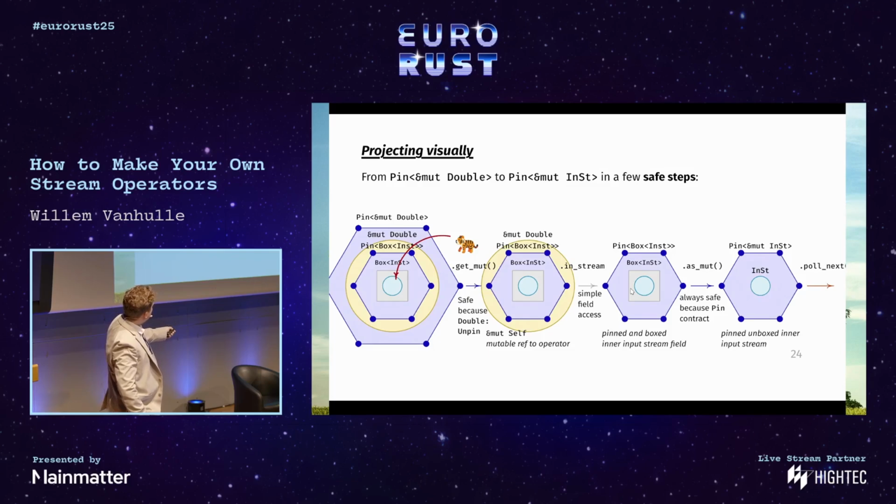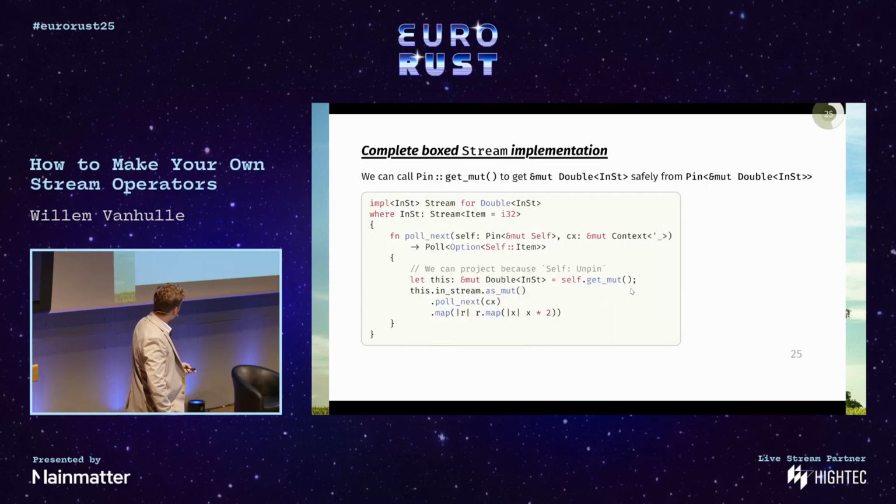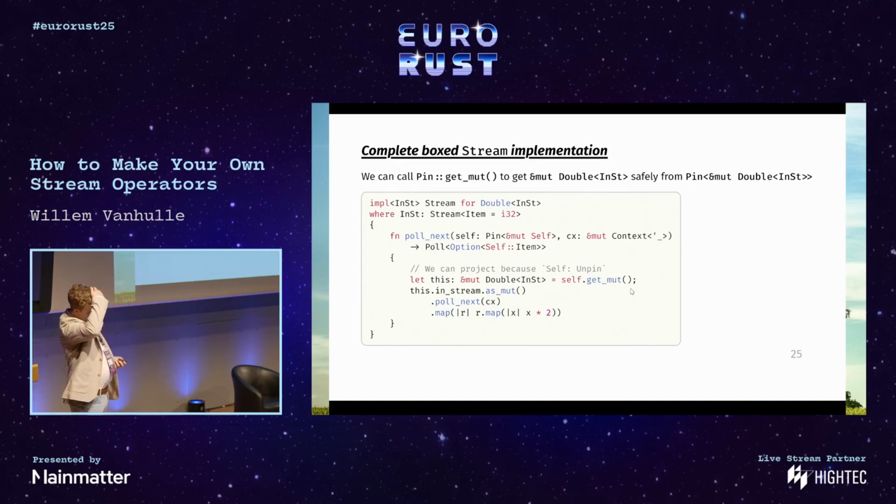We can get the input field, and then we use a special function method called asMute to turn the Pin Box input stream into a Pin mut input stream. So then we have what we need, and we can just call poll_next on that. So this is mainly two big steps: first the getMute and the asMute. Okay, so the complete implementation would look like this. Now for the stream method, so this turns our operator into a stream.